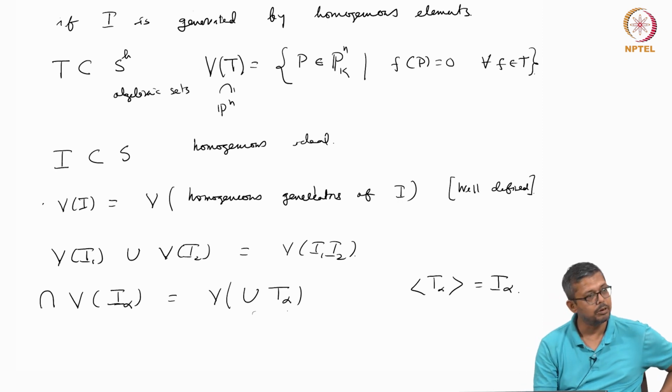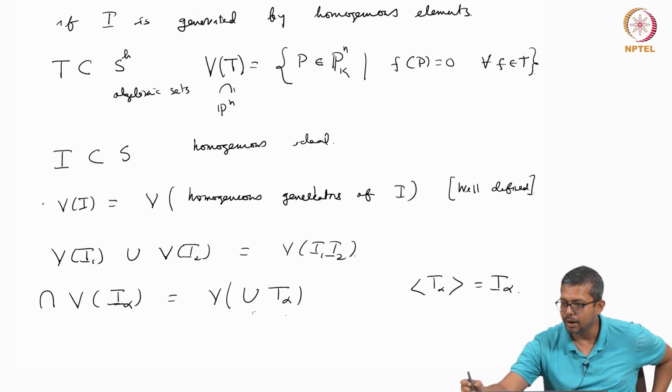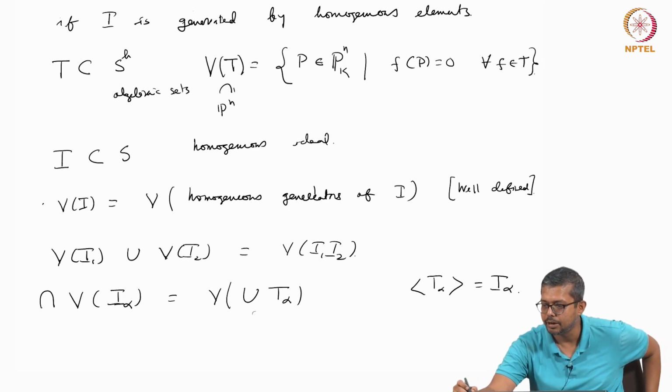Yeah, but that will be the same as V of union T alpha. The way I define it using the homogeneous element, that's why I am writing like this.